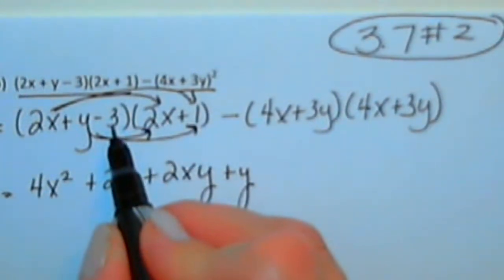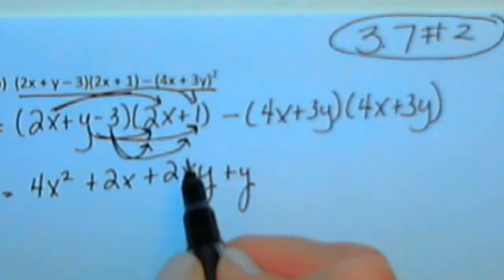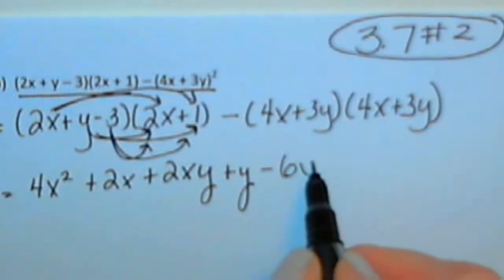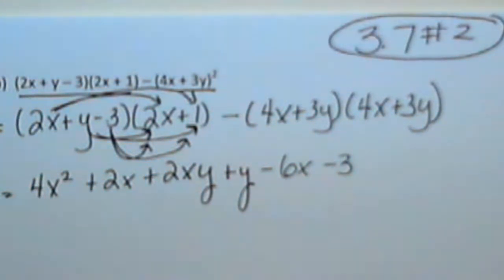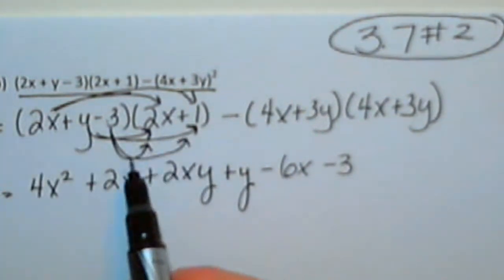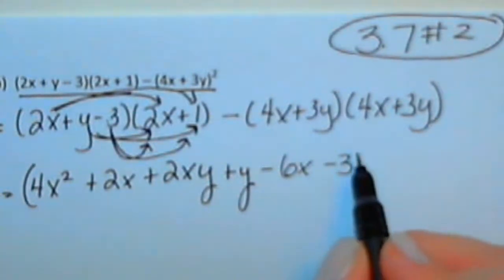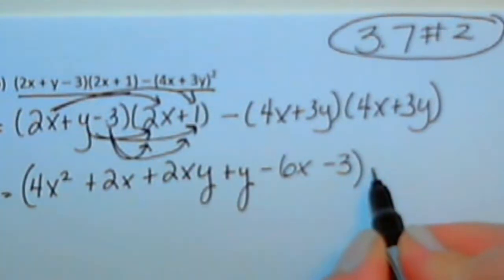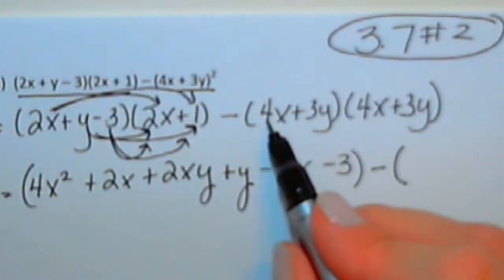And then this minus 3 has to get distributed to both of those. Minus 3 times 2x is minus 6x. Minus 3 times plus 1 is minus 3. Now that's all of these expanded, and I'm going to put those in brackets. Minus, I'm going to distribute this in brackets.